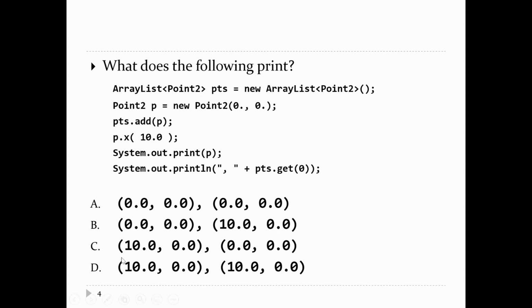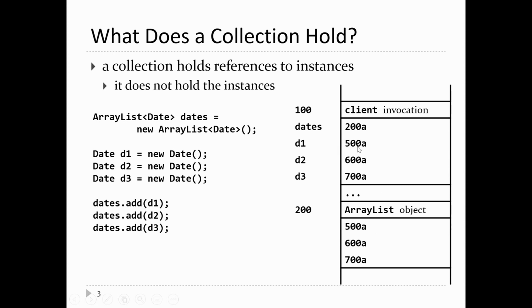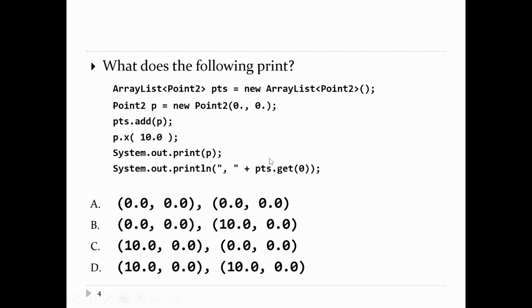So it's either C or D. The only question is what happens when I ask the list for element 0? Which point do I get back? Well, I just go back and look at this picture here. If I put D1 into the list and I ask for the first element of the list, it's also D1. So when I put P into the list and ask for the first element of the list, I get back P, or rather the same object that P refers to. So if P is 10, 0, then the object I get back also is 10, 0. It's the same object. So the answer here is D.